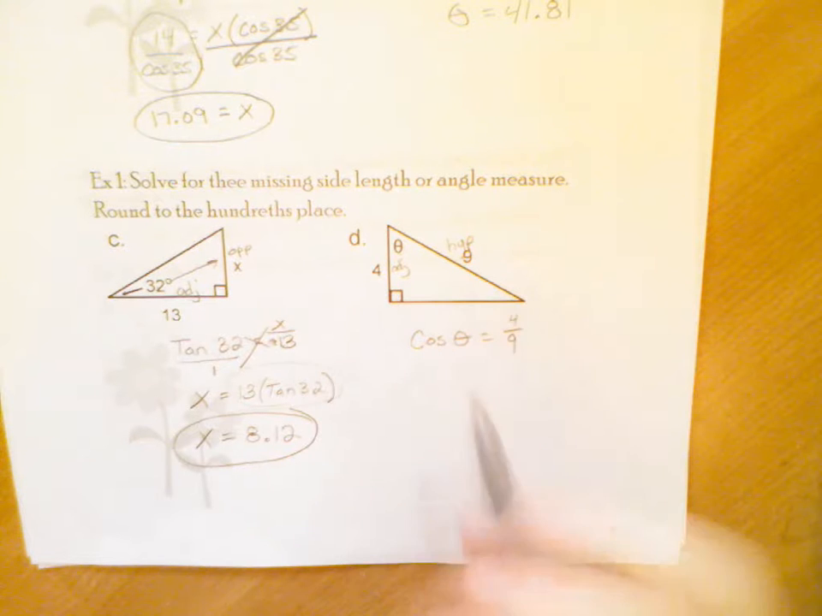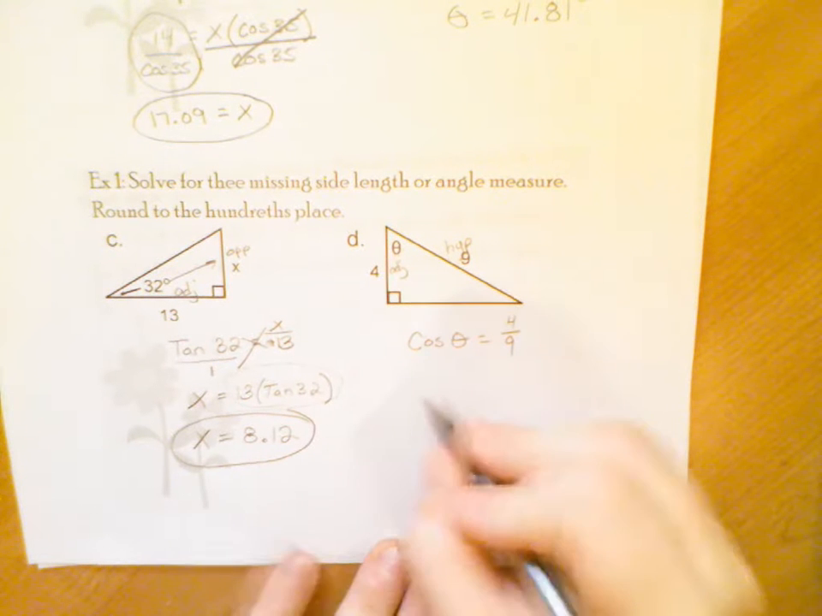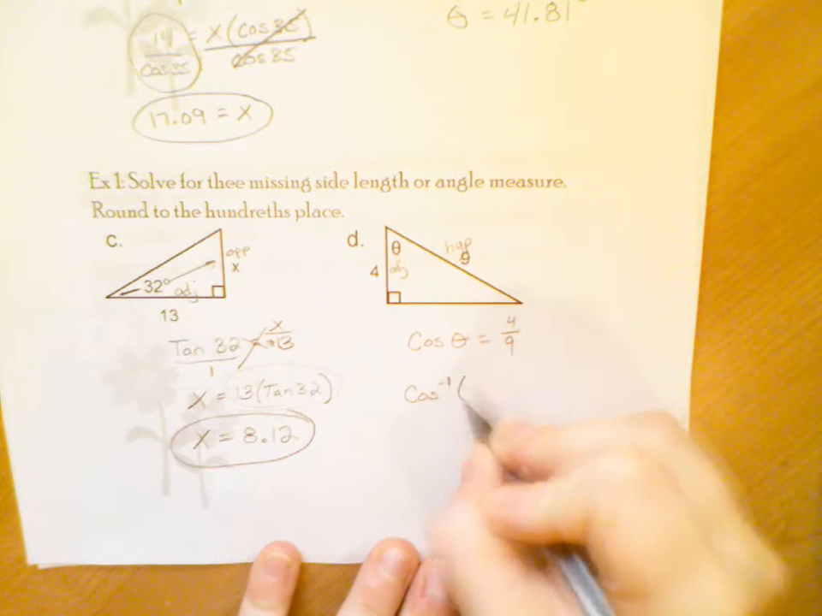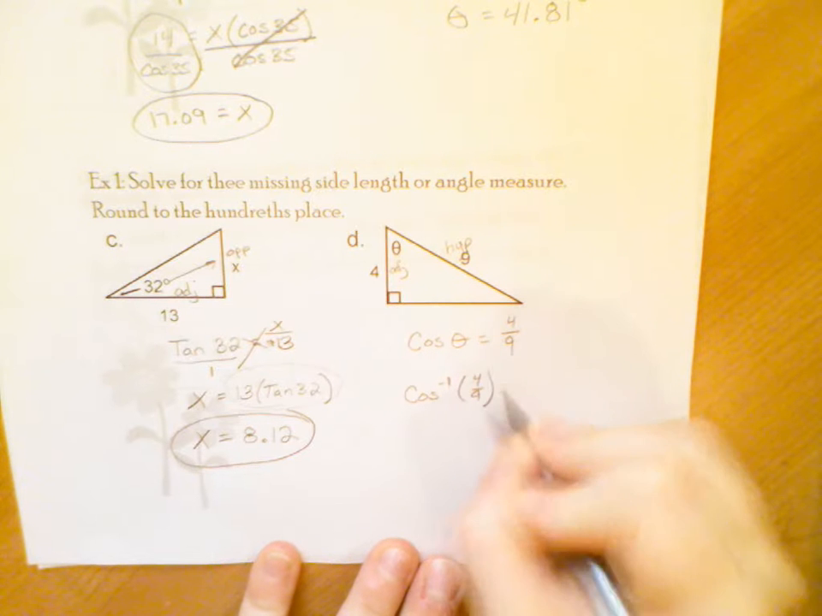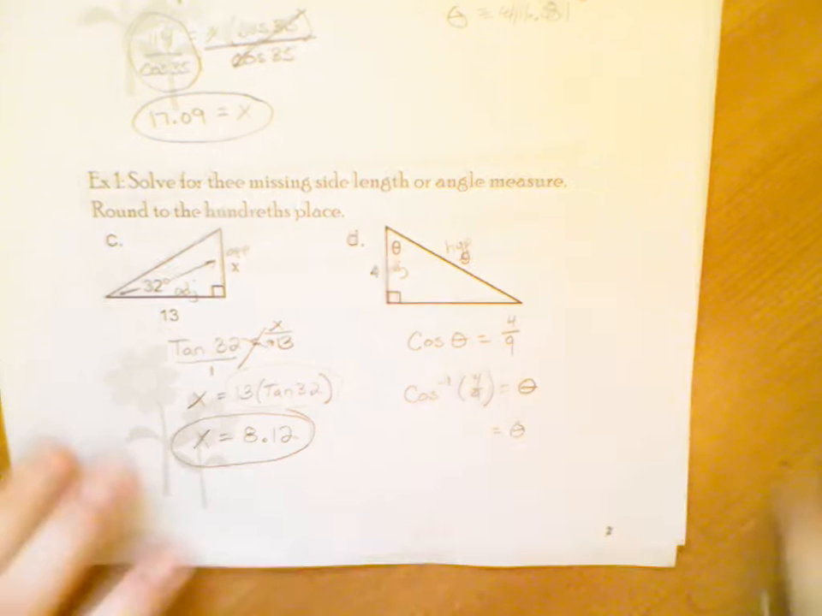Whenever you're trying to find an angle measure, this is where we use inverse. So we've got cosine inverse of our fraction equals theta. Now let's put that in our calculator.